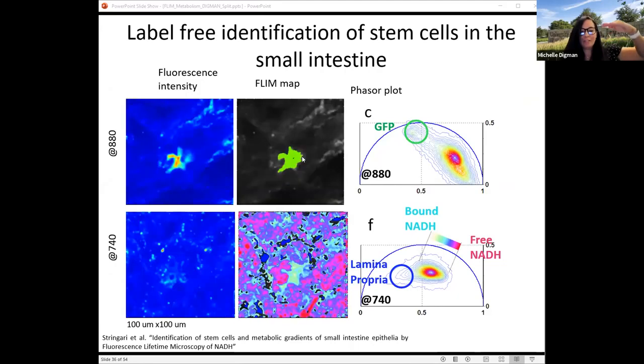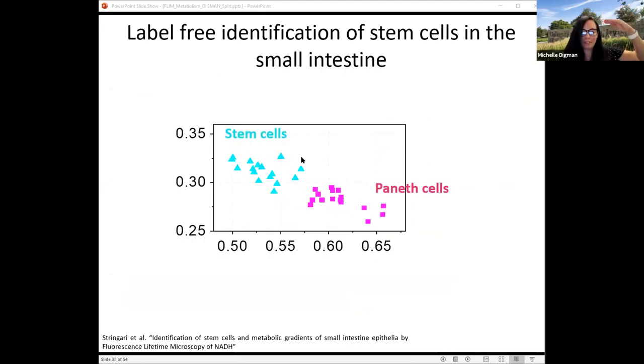And you can take different Z sections of the intestinal wall, and if you do a cell phasor average, you'll see that the Paneth cells are more on the right side of the phasor plot compared to the stem cells, which are more to the left. And each one of these spots is a single cell.